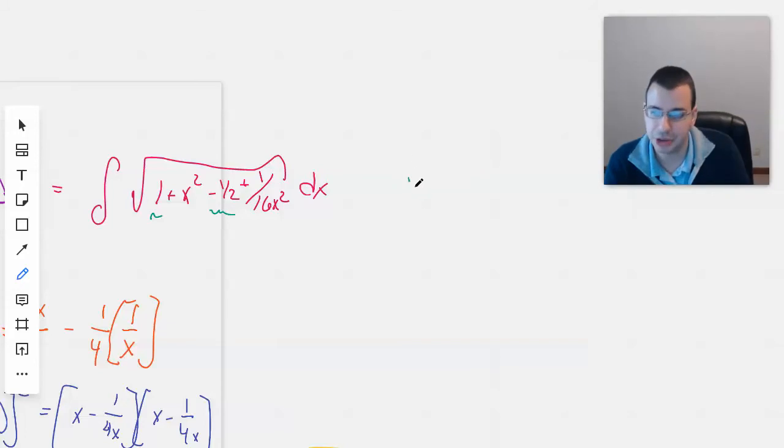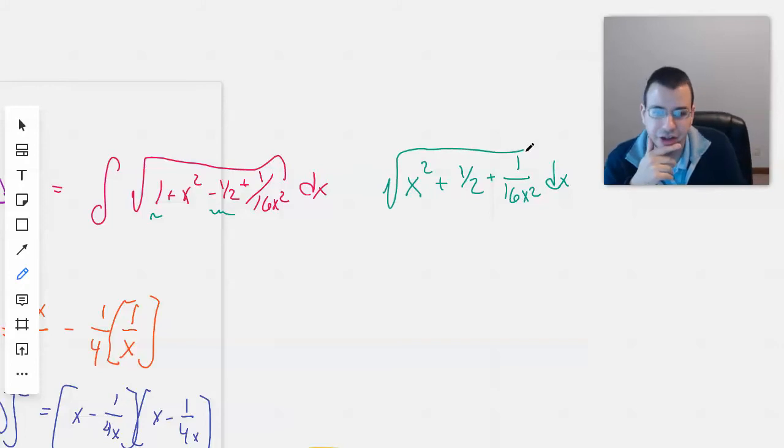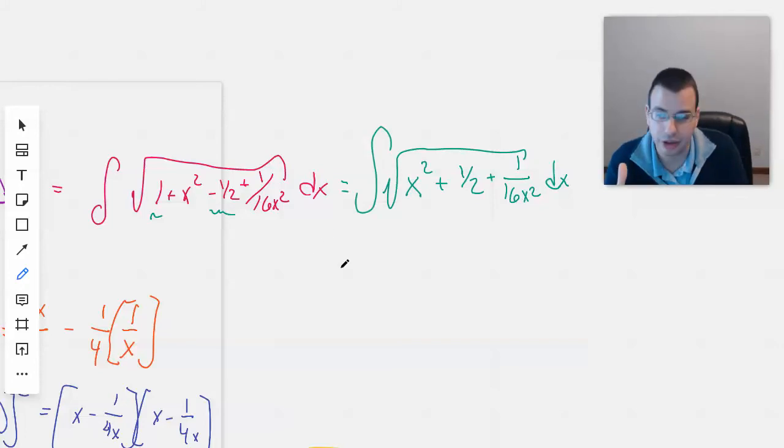So what happens then is we have x squared plus 1/2 plus 1 over 16x squared, and this just happens to be a perfect square.